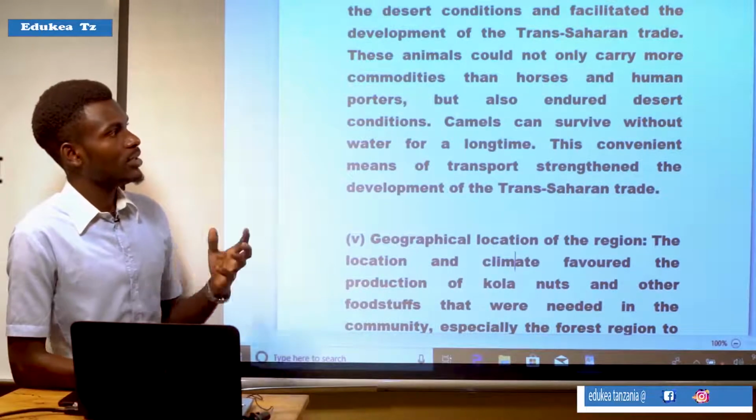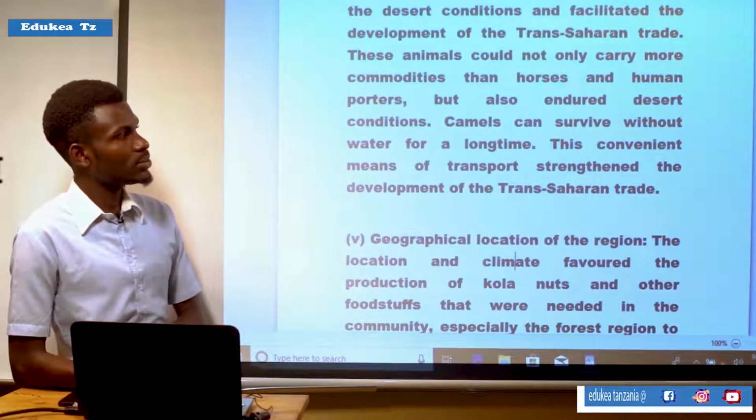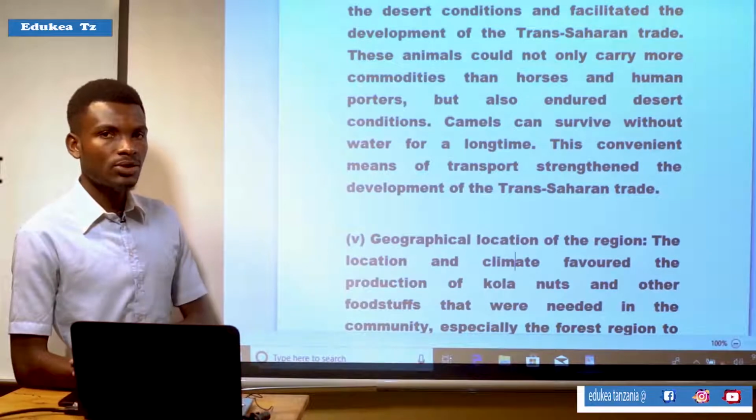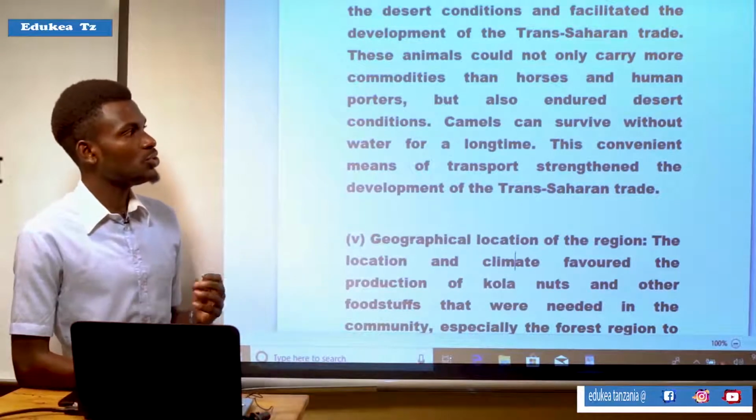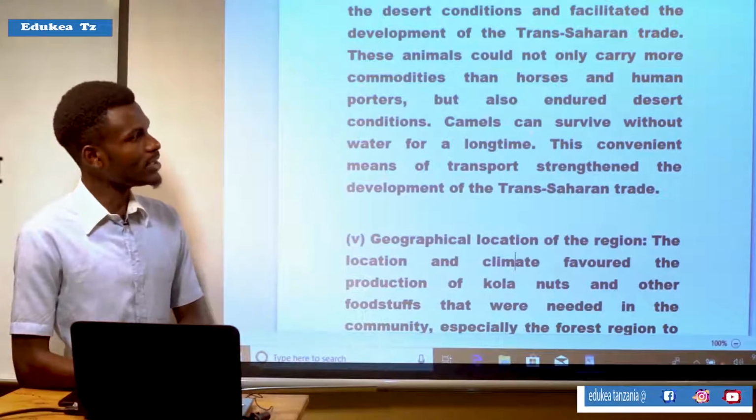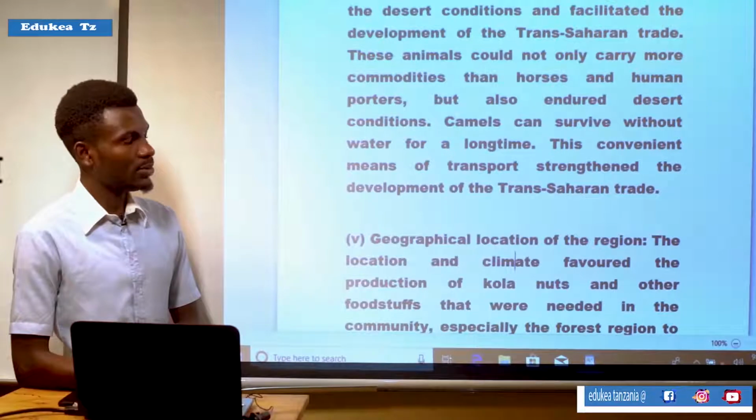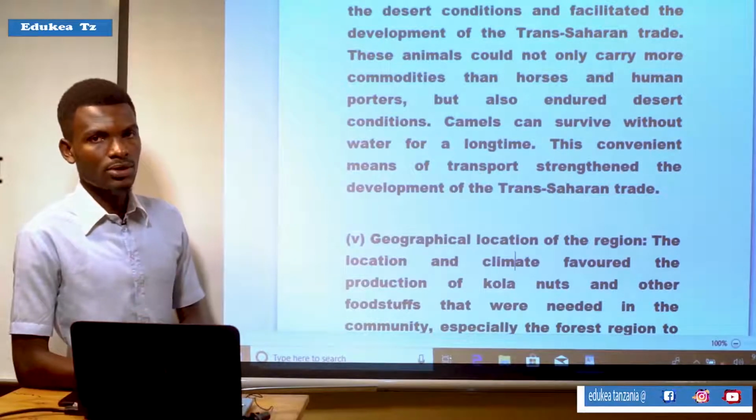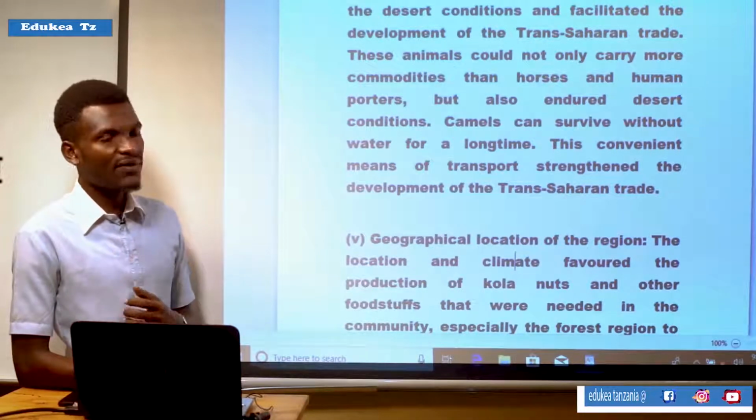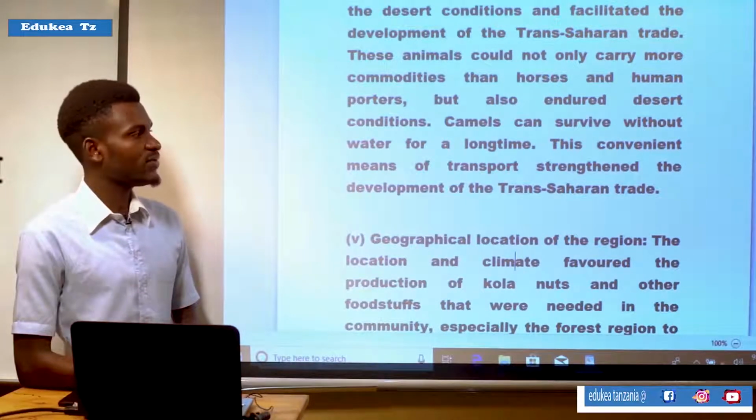To mean that they carried also the human, but also endured the desert conditions, to mean that they managed to endure the desert conditions. Camels can survive without water for a long time. It means that these animals can survive without water for a long period of time.